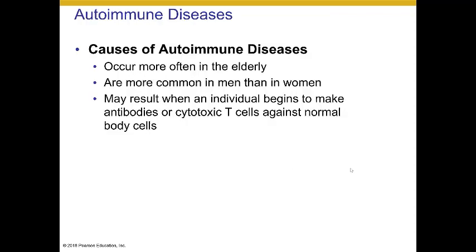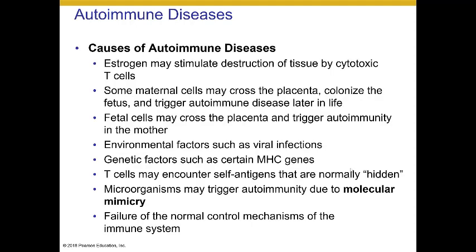All right, so the next part of this chapter talks about autoimmune diseases. So autoimmune means your immune system, instead of attacking foreign antigen like it's designed to do, it's attacking self-antigens, meaning it's attacking your own cells, your own tissues, your own organs. Why would your immune system do this? There are a lot of reasons.